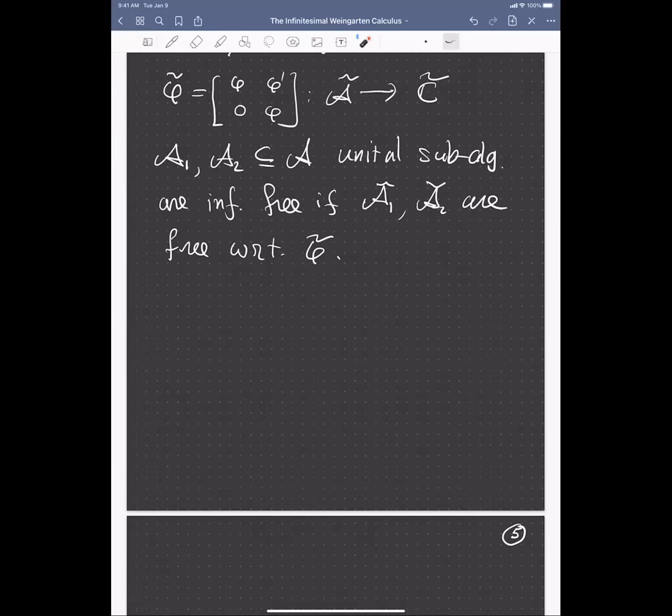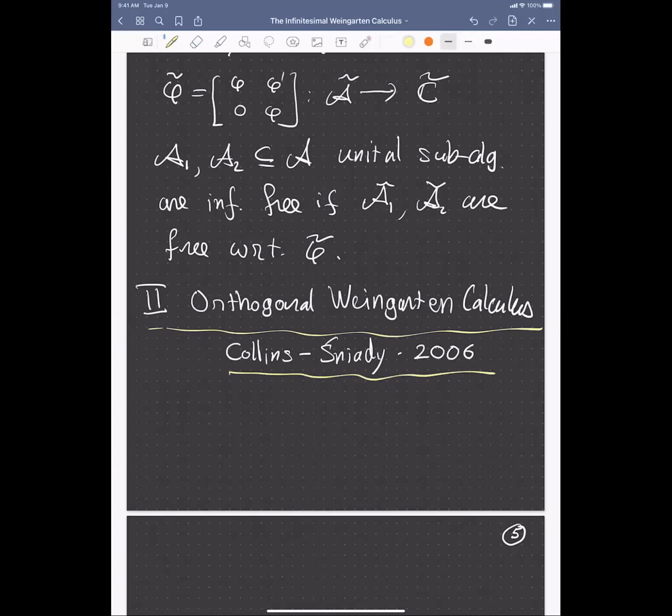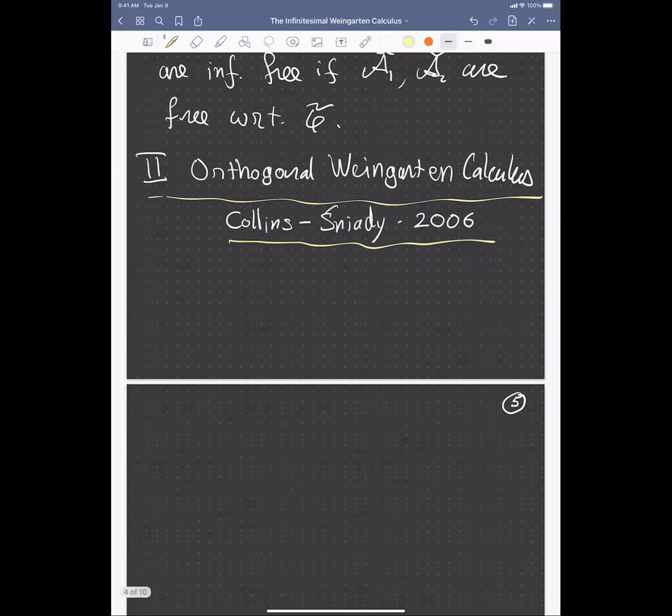So now I want to talk about the connection to the Weingarten calculus. What I'm going to tell you is from this paper of 2006 of Collins and Sniady. This is a way of computing some matrix integrals. So let me just remind you what the setup is.